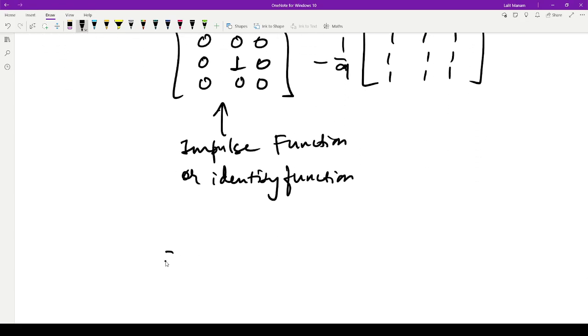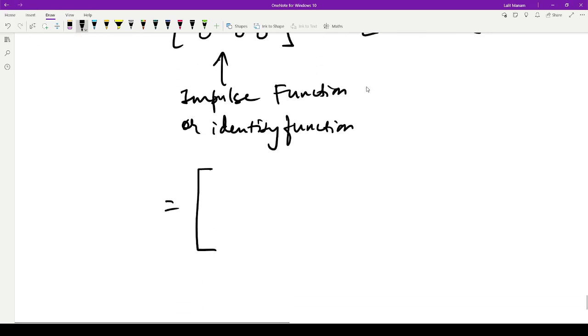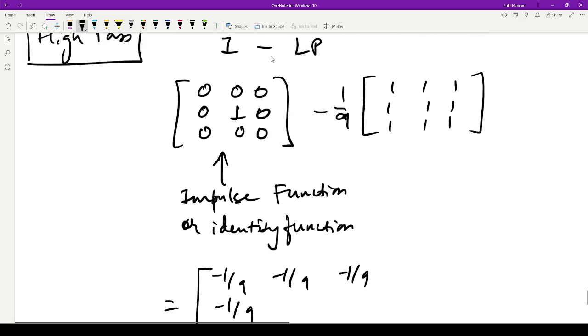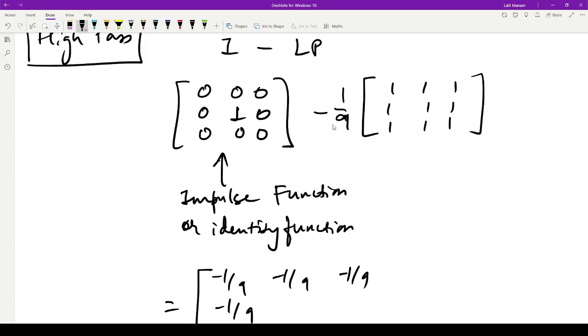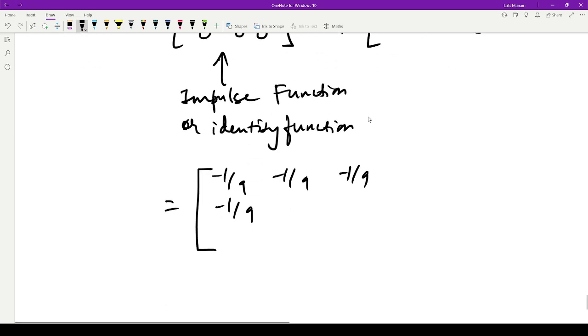Minus 1 by 9 everywhere, and the central one will be 1 minus 1 by 9. Sorry, 8 by 9. So the others are minus 1 by 9, and the center one is 8 by 9. Others are again the same value.